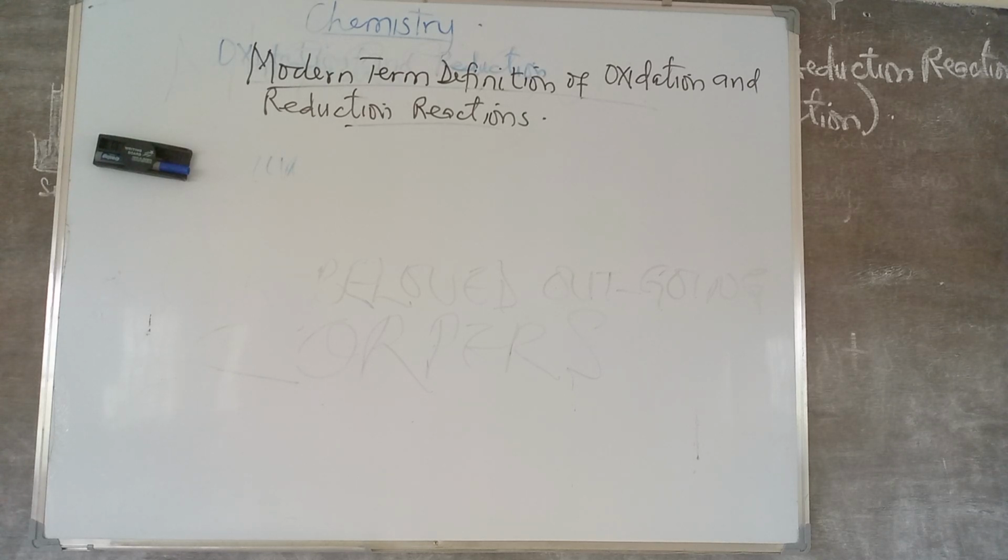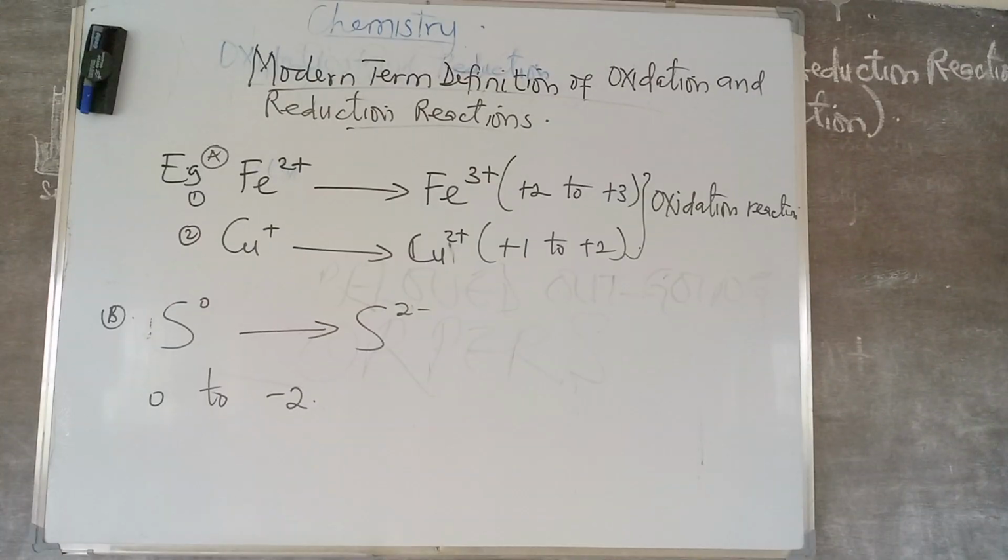So if you check the definition now, you see that oxidation involves increasing oxidation number or valency of an element, whereas reduction involves decreasing oxidation number or valency of an element. From the example on the board, if you check A, you see iron 2 ion going to iron 3 ion. If you check the oxidation state, it changes from +2 to +3, which is an increase. Remember, oxidation is a process involving an increase in oxidation number of an element.